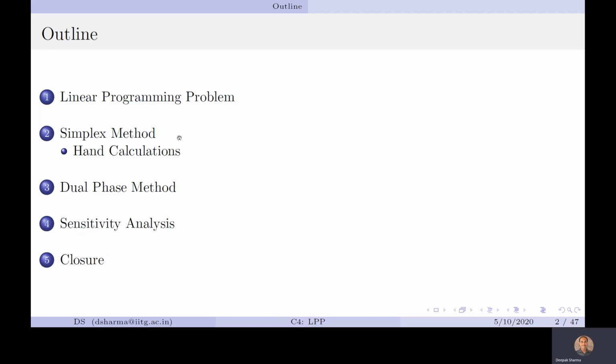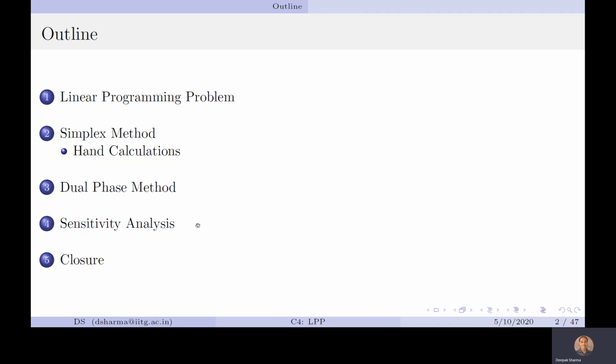So we will understand its basics, and then we will solve a problem so that we can see how this simplex method works. Thereafter, we will discuss the dual phase method, in which the LPP has a different structure. So how to solve such kind of LPP? Sensitivity analysis is discussed at the last.